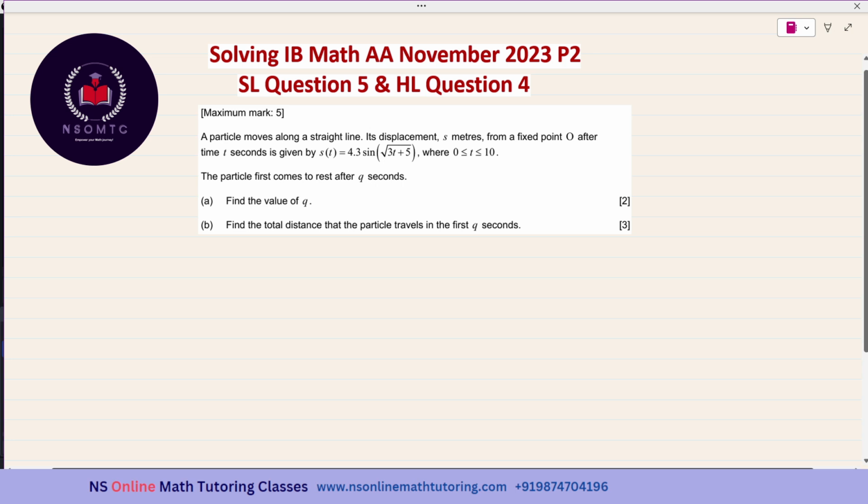Hello students, today we will be solving the IB Math AAHL November 2023 paper 2 question number 4. Actually this is a common question for both the SL and the HL level students. For the SL students it is question 5 and for the HL students it is question 4.